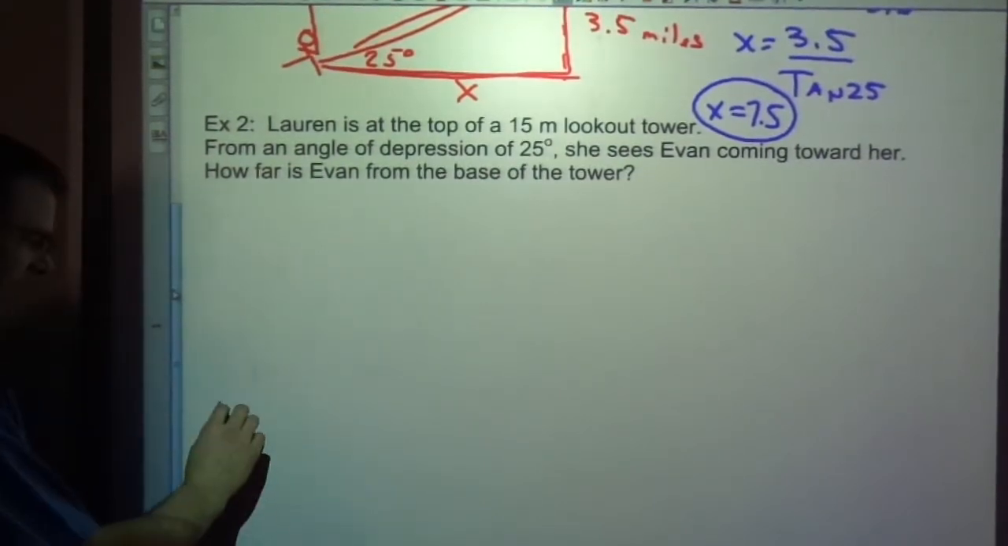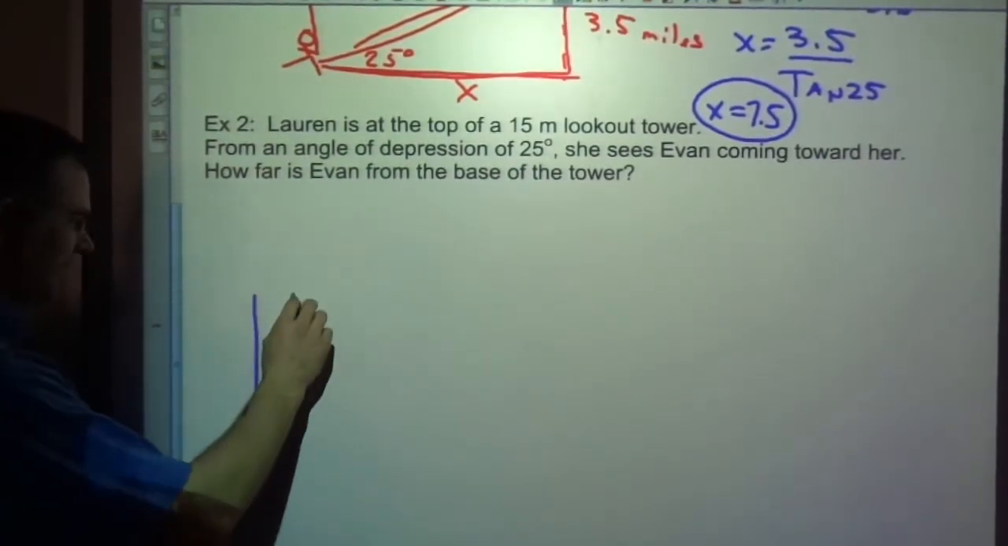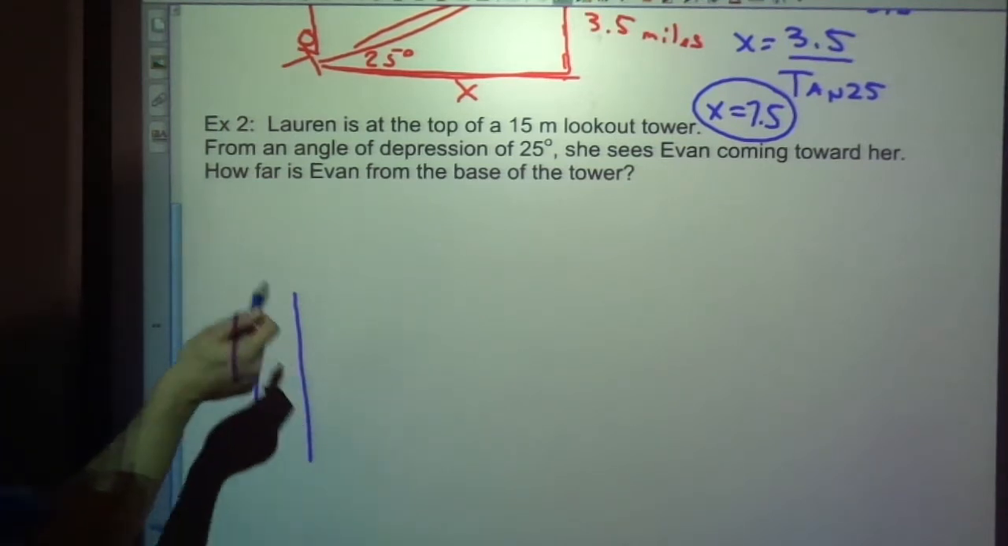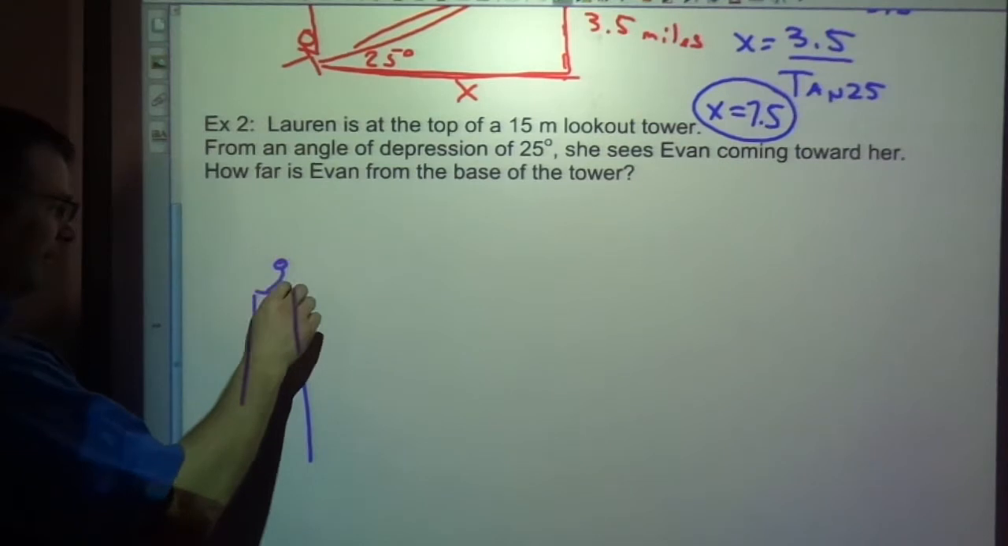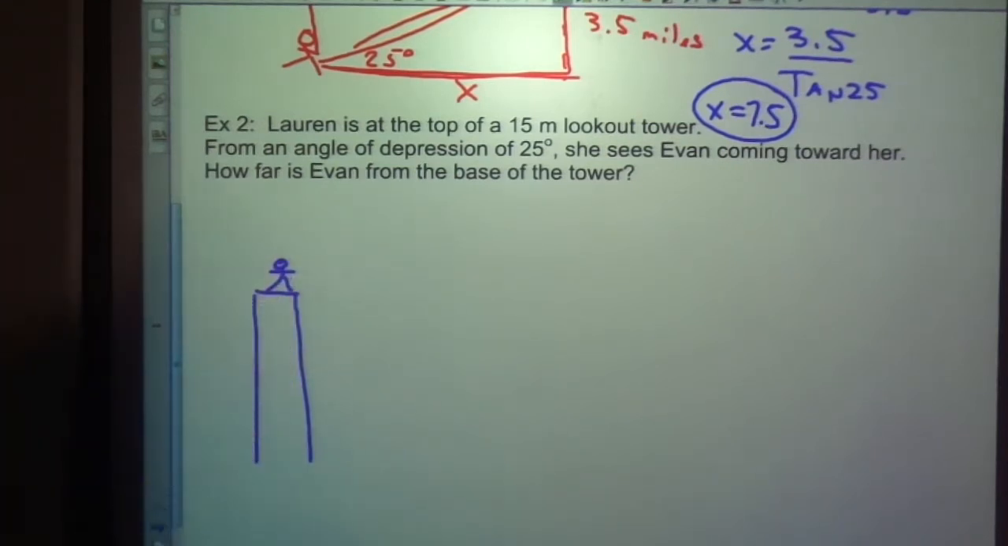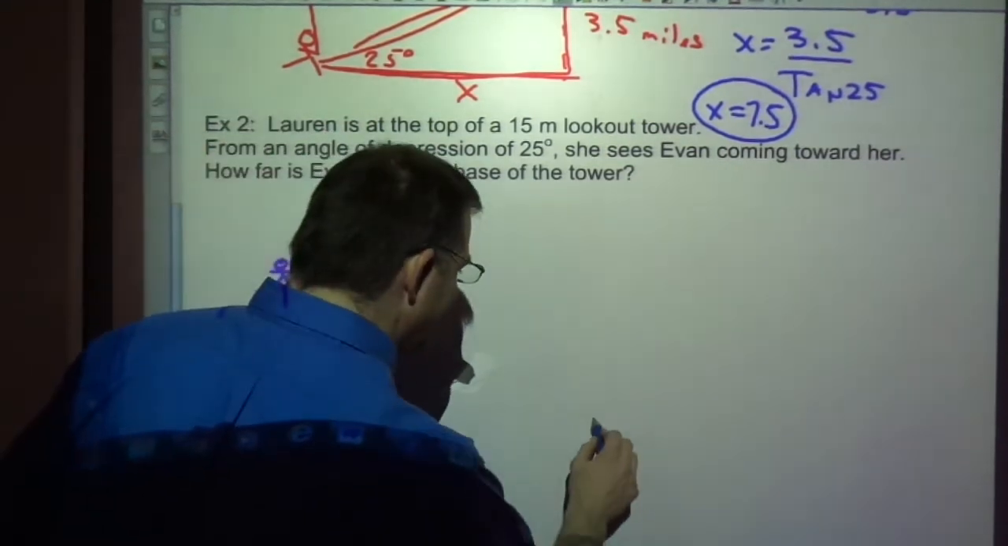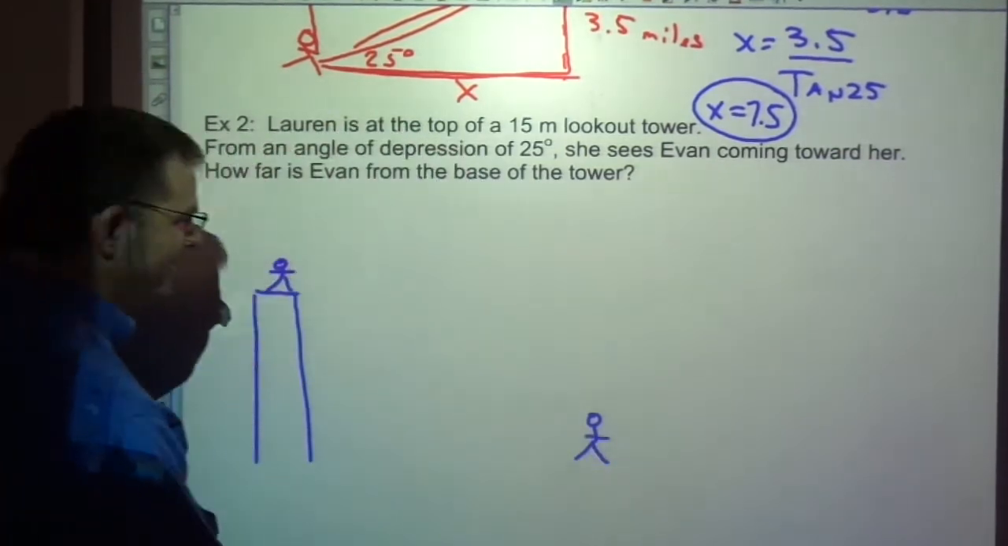Okay, so we've got a lookout tower. Drawing a tower. We'll just call that the tower. Here's Lauren looking out from an angle of depression. She sees Evan. Hi, Evan. Here we are. Hi, Lauren.